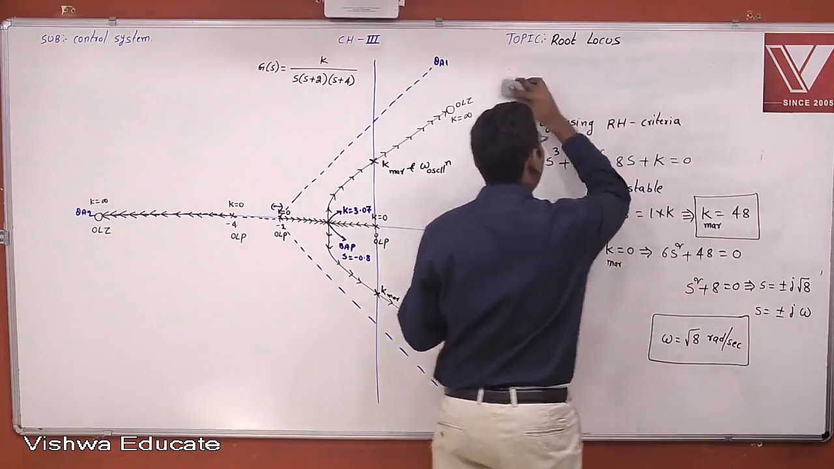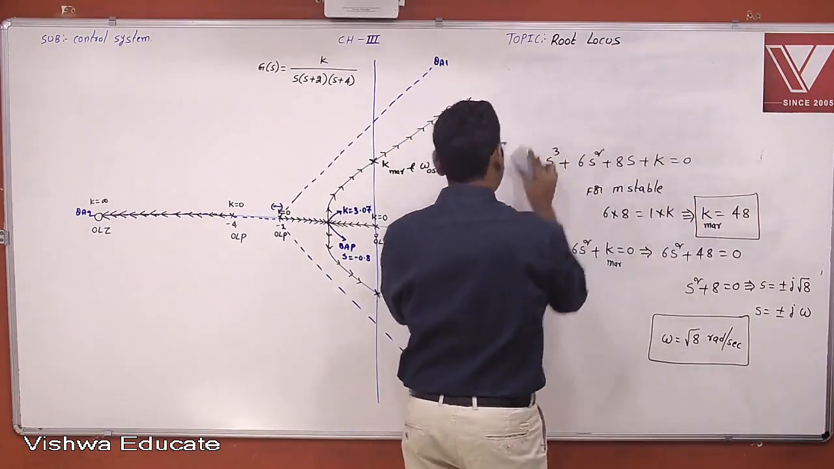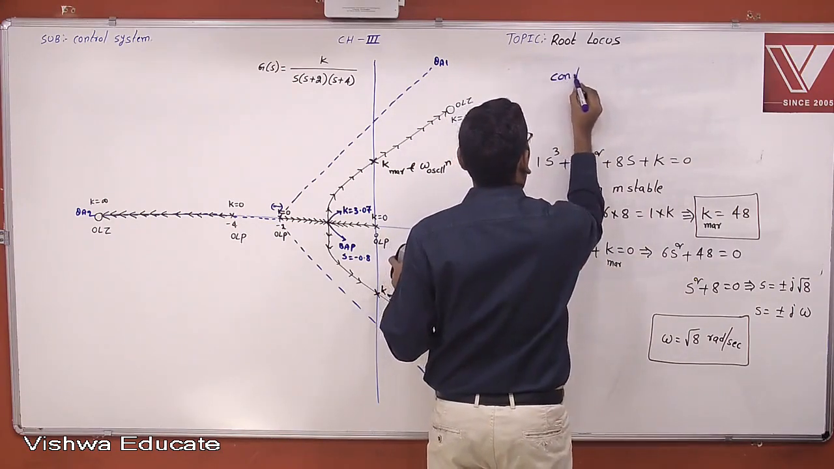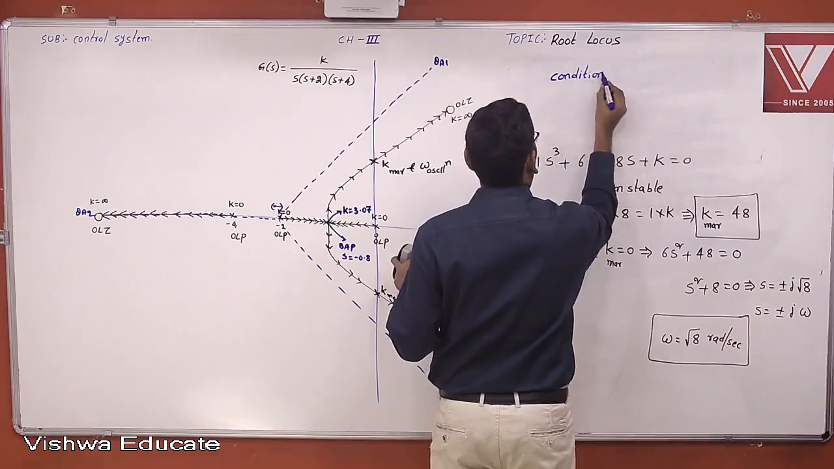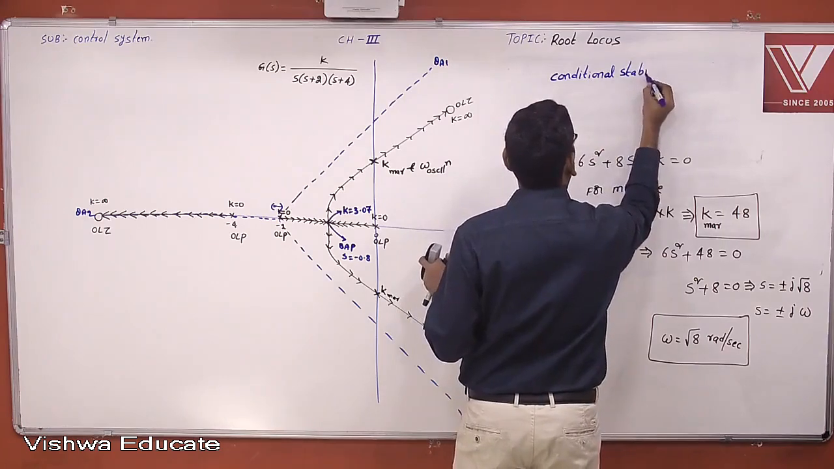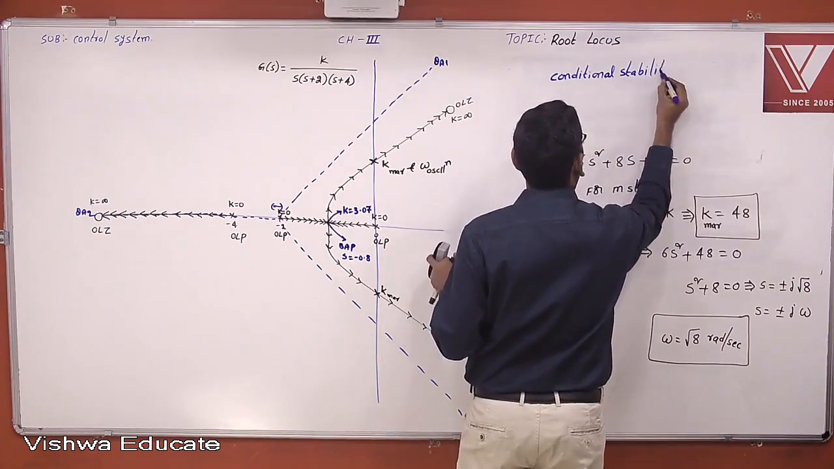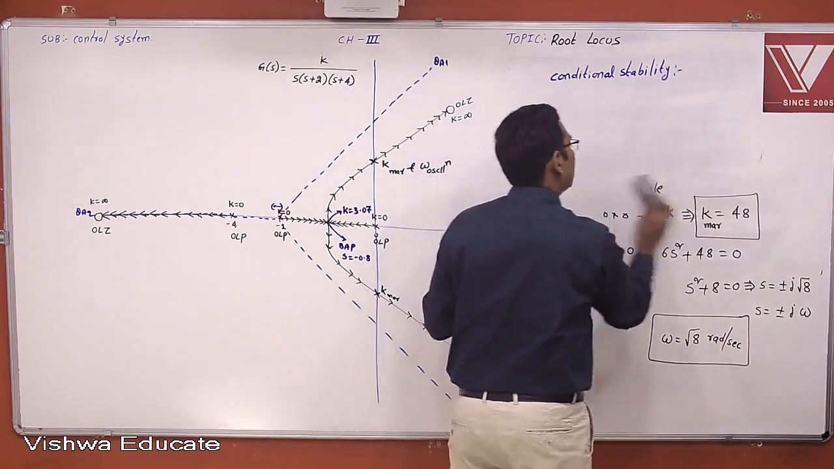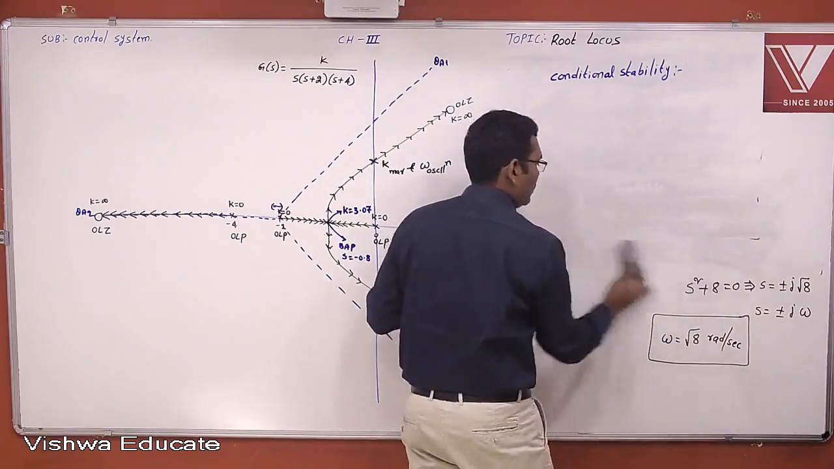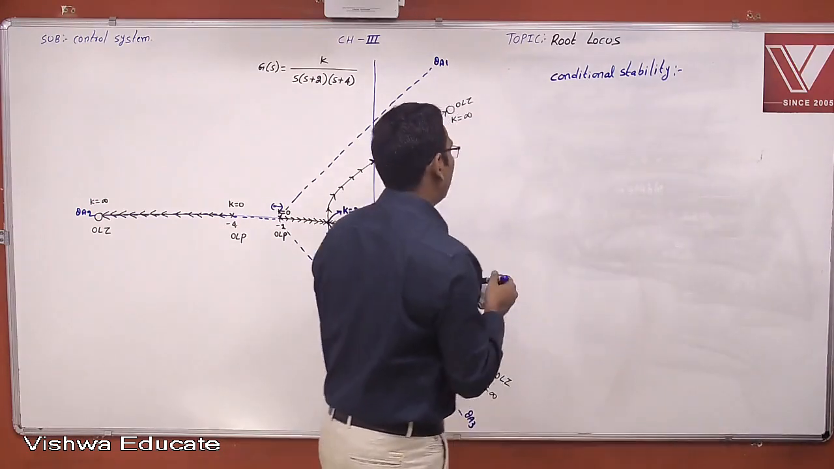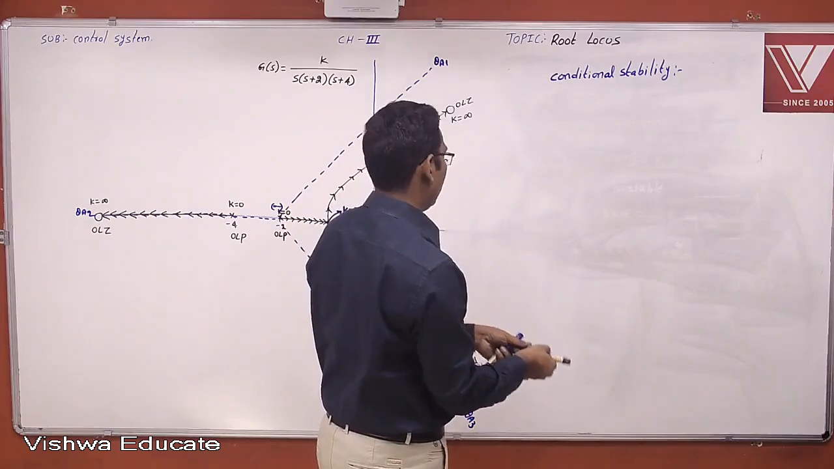Now once this K margin is identified, you can easily find the conditional stability. What is the conditional stability concept? The range of K such that the system is stable. This is the range of values of K such that the system is stable. That particular stability is called conditional stability.